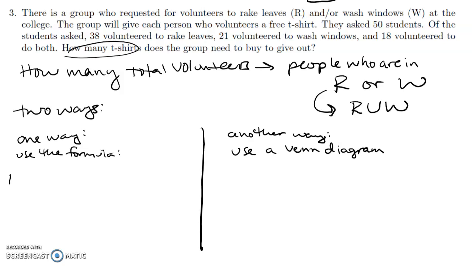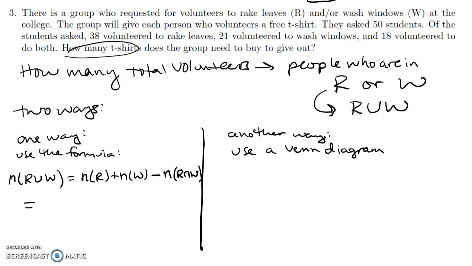So remember, if we're trying to find the number in the union, so the number in R union W, well then we take the number in each, so the number in R plus the number in W, but by adding those together, remember we've counted too many people. We've counted some people multiple times. So we need to subtract the people we counted twice, which is the number in R intersect W. Remember, the number in either is the number in each minus the number in both. So we have to think about what those are.